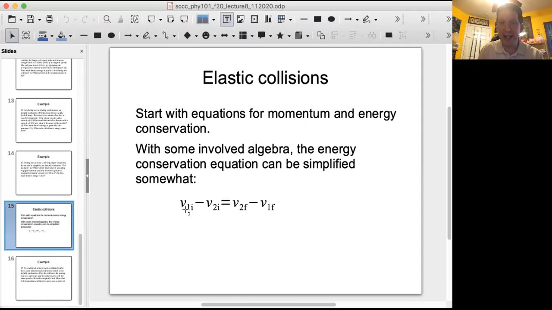So you can write that as V1I minus V2I equals V2F minus V1F. You can also write that as V1I plus V1F is equal to V2I plus V2F. But that equation is true if kinetic energy is conserved. And so it's a simpler version. It makes doing the algebra simpler. And so now you have two equations with two unknowns. And we're going to finish with showing one example of that.